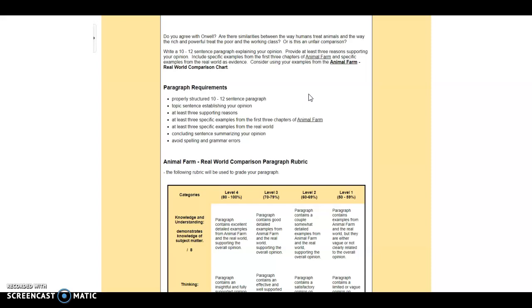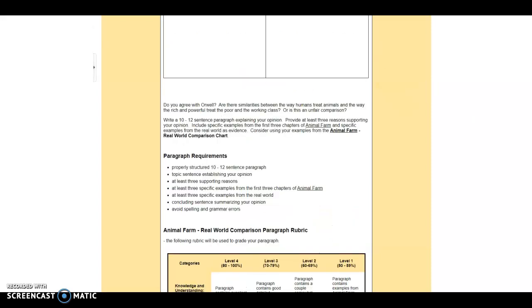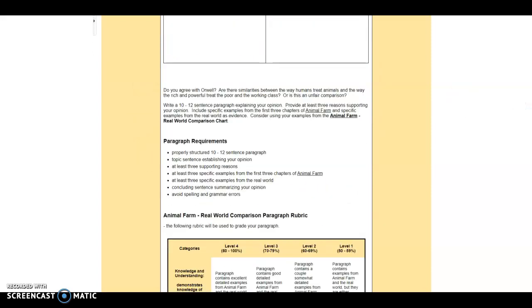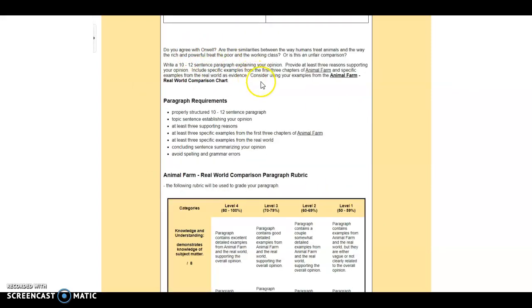Tell me why. Okay. Either way, give me specific examples from the first 3 chapters of the novella and from the real world to support your opinion and your points. And you can certainly use the ideas that you come up with from this chart to help you write your paragraph and to use as examples.